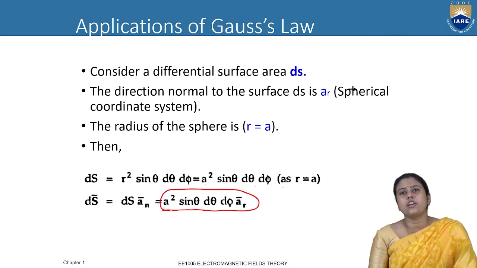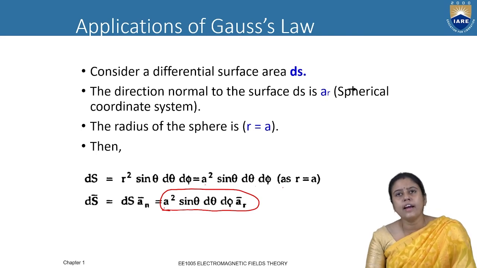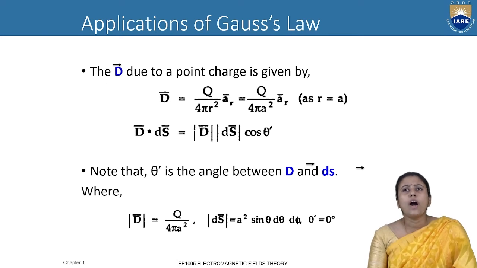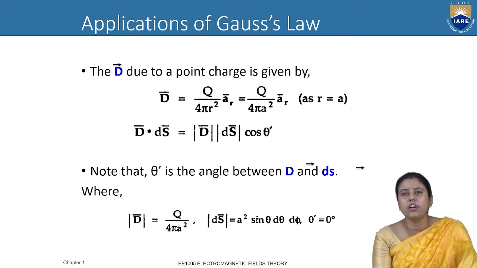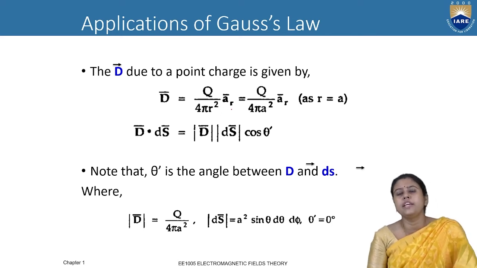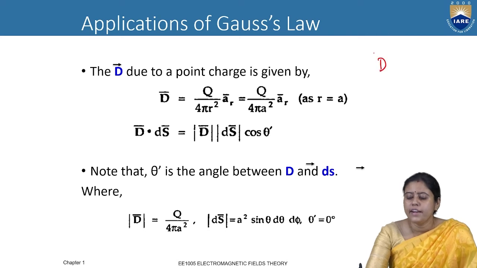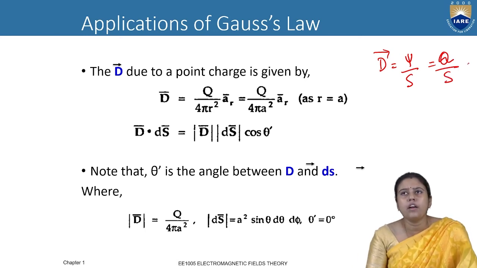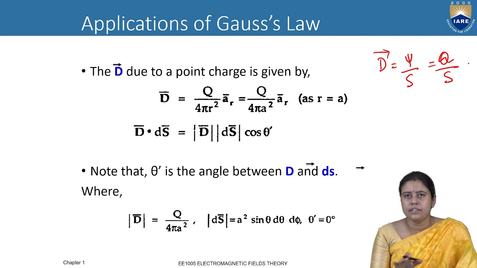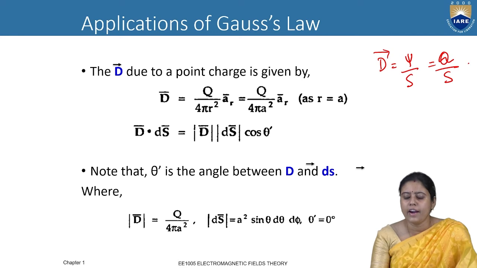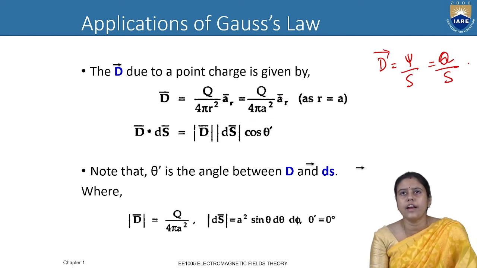And what is the direction of the area? It is always along the radius, so we write here a r. Now what is D? We know D is equal to Q by 4 pi r square a r. This is the definition of D. D is equal to psi by S, and psi is equal to Q, so the charge per unit surface area. So D is Q by 4 pi r square a r.